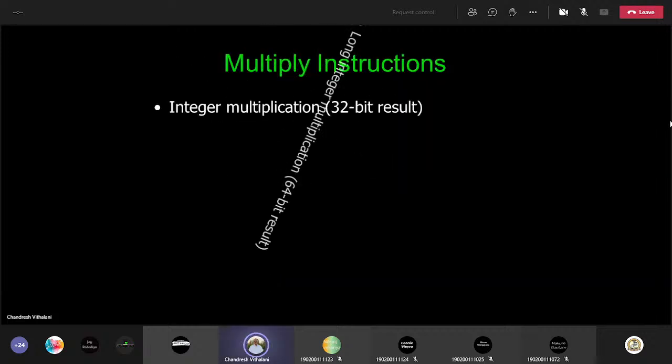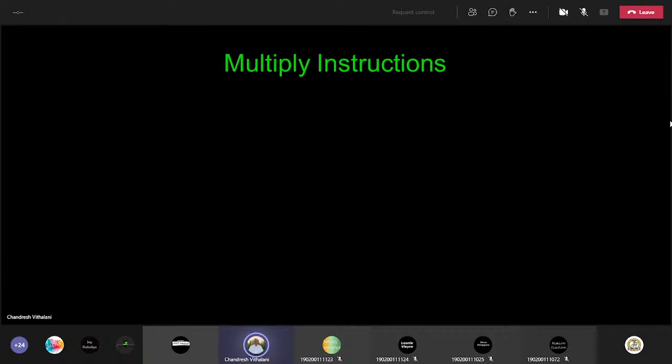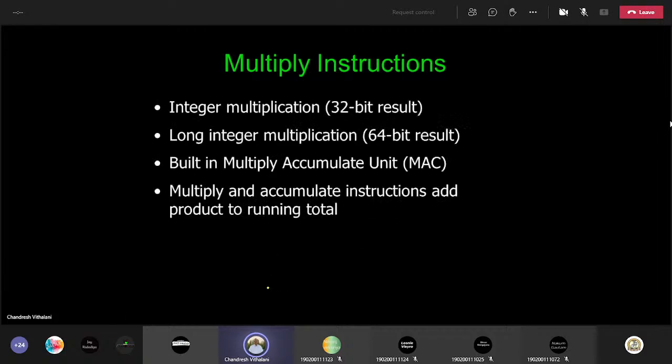Then there are many multiplier instructions in ARM. Multiply and accumulate instructions are also there. There is integer multiplication, which provides a 32-bit result, and long integer multiplication, which provides a 64-bit result. Then there is a built-in accumulate unit, called the MAC unit, multiply and add unit. Multiply-accumulate instructions add the product to the running total. That type of instructions are also there.